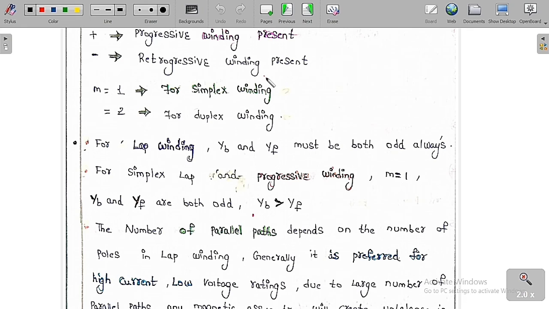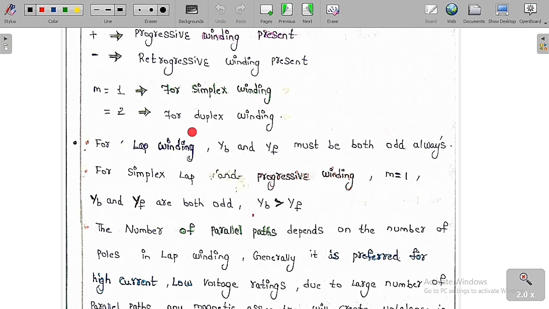We have to use plus if the winding is a progressive winding, and we have to use minus whenever a retrogressive winding is used. This is a very important point that you always need to keep in mind. Positive for progressive winding and negative for retrogressive winding.